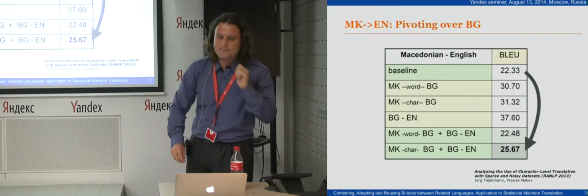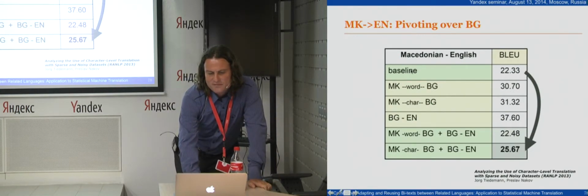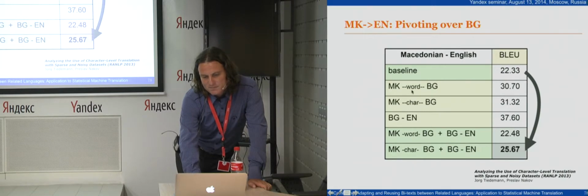Now, if we have very little Macedonian English data, and you translate from Macedonian to English with just this data, this is what we get. If you translate first Macedonian to Bulgarian and then Bulgarian to English, this is what we get if you do it at the word level. And if you do it at the character level, because Macedonian and Bulgarian are very close, it works a little bit better.